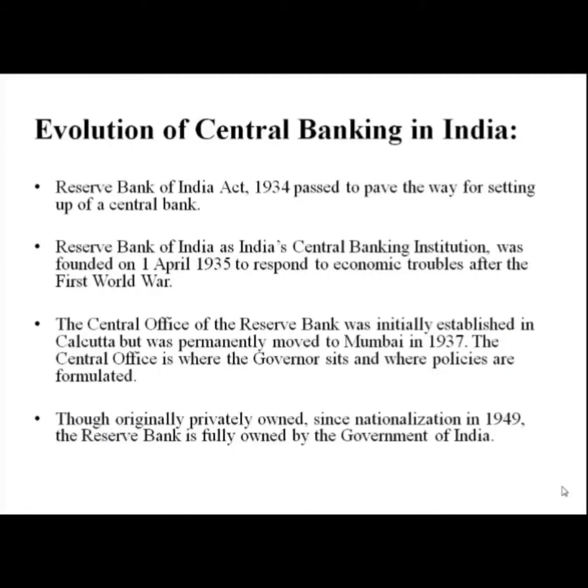In this segment, we shall go through the evolution of central banking in India. That is, we will see how the central bank, or RBI, that we have today has evolved over the past. Now you can notice on your screen that in the year 1934, the Reserve Bank of India Act was passed to pave the way for setting up of a central bank in India. Following this, RBI as India's central banking institution was founded on April 1st, 1935, to respond to economic troubles after the First World War. In the beginning, the central office of RBI was established in Calcutta, but later on it was permanently moved to Mumbai in 1937. The central office is the place where the governor sits and where various policies are formulated. Initially, when the British government set up RBI, it was privately owned, but since 1949, it's fully owned by the government of India. So that was how RBI has progressed through different stages over the past.